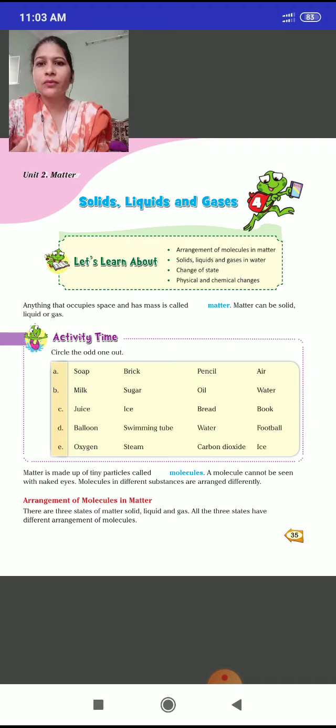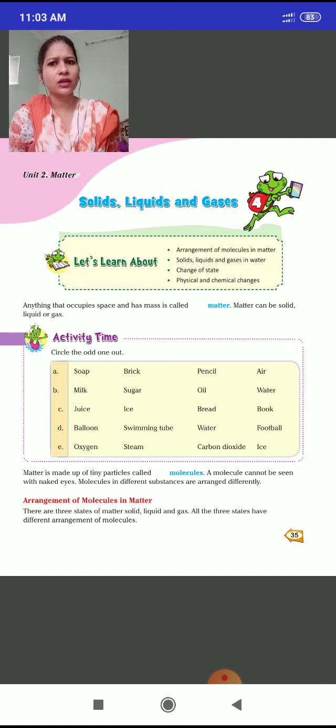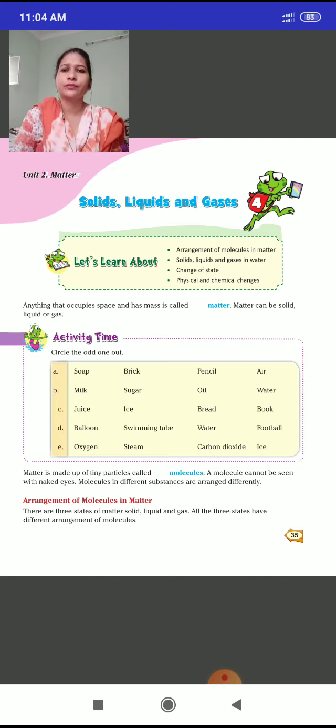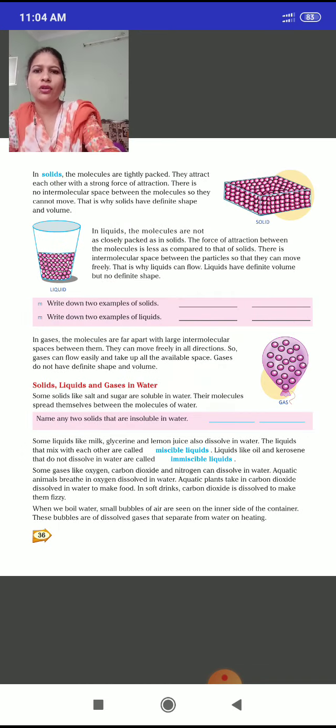And matter is made up of small or tiny particles which you cannot see with your naked eye. Molecules are very tiny. In matter, the arrangement of molecules is very different. First of all, we'll study about solids. In a solid, molecules are tightly packed.